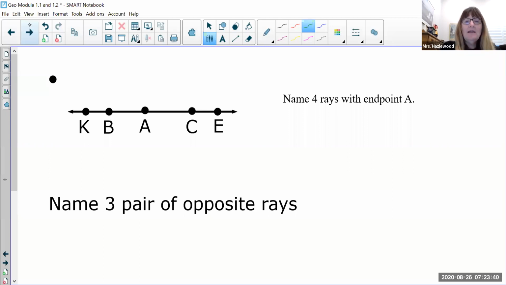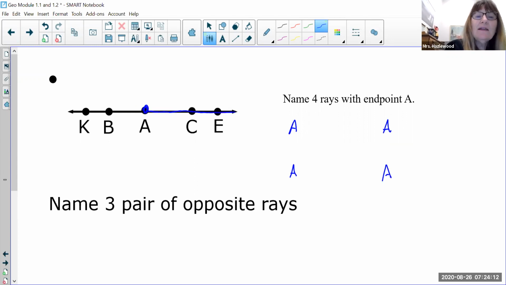So looking at my array here, I have a lot of collinear points. K and B and A and C, they're all collinear. They're on the same line. So what this is asking me to do is name 4 rays with point A. That means these 4 rays have the same endpoint. So that's always going to be my starting point. I'm always going to start at A. So I start at A and I go this way.